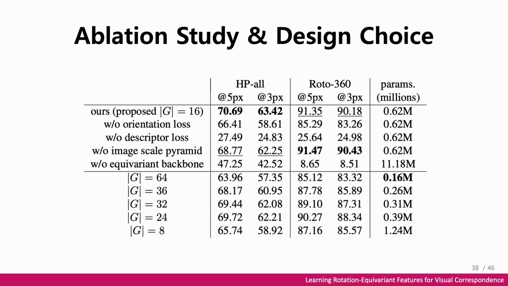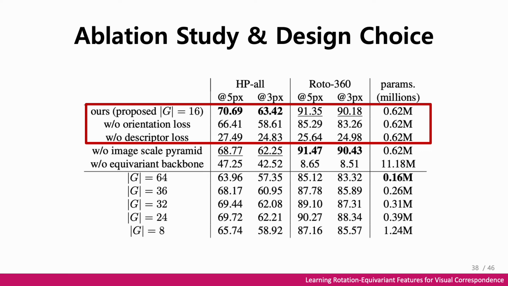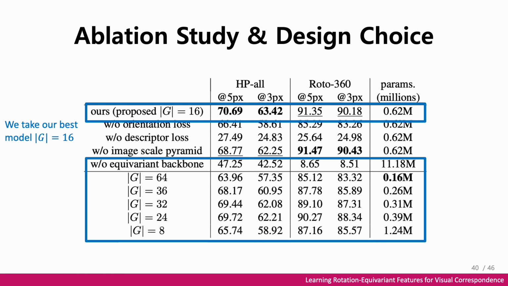This table shows the ablation study and design choice. Without the loss functions, the network is only equivariant to the rotation, so the generalizability decreases. To balance the trade-off between efficiency and the model's flexibility, we choose the order of group 16.